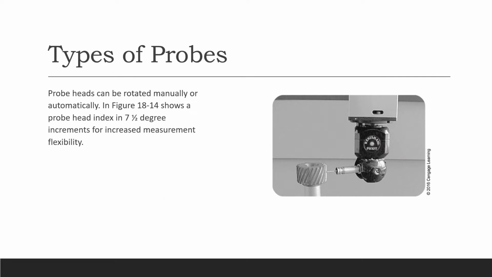Probe head right here. You can rotate it manually, you can rotate it automatically. This probe head is about, for this example, 7.5-degree increments for increased measurement flexibility. Here we're measuring the surface of this part. So we use these things.